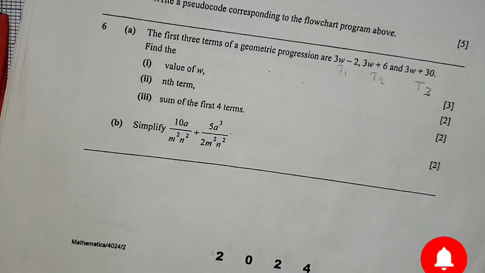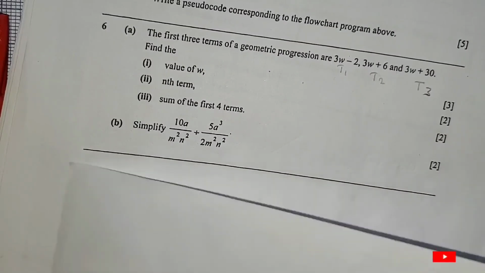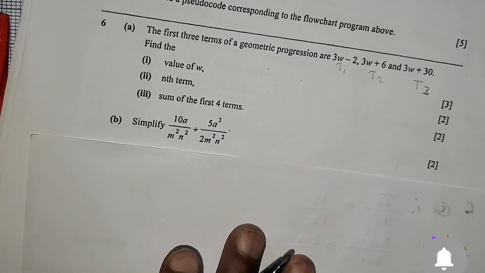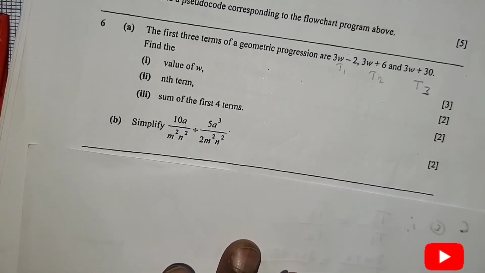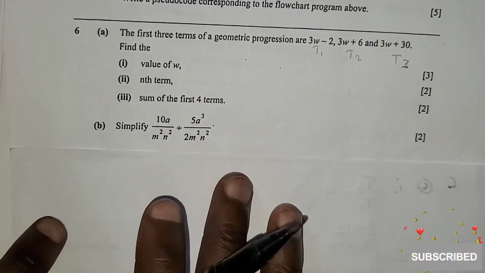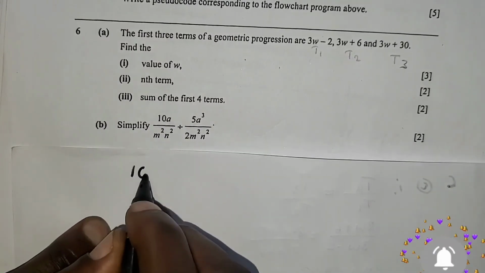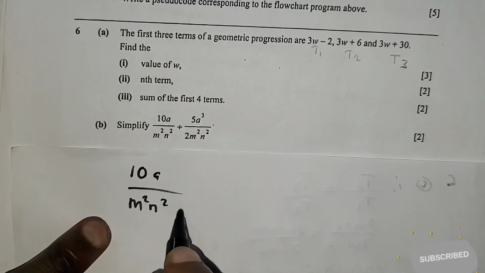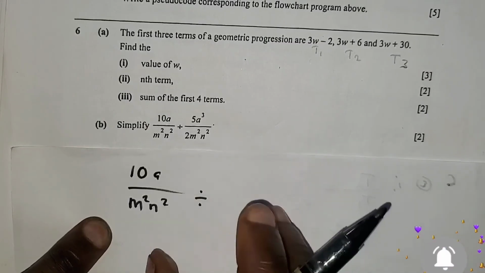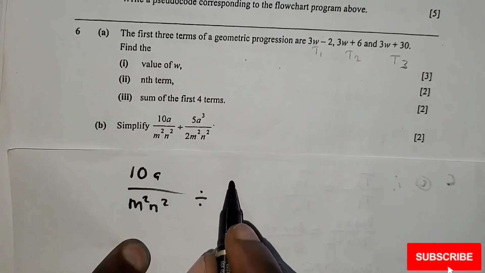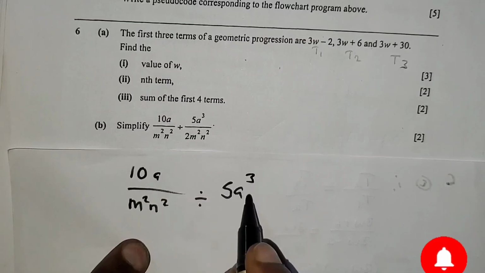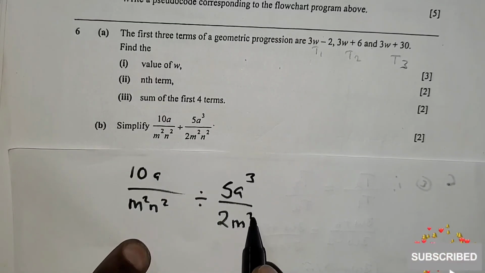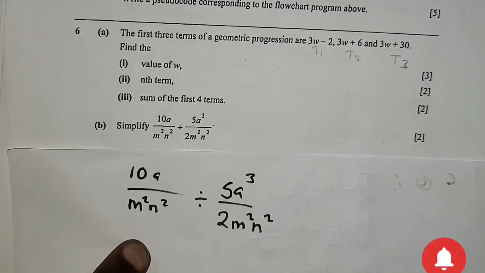Quickly, let's solve question 6B. Let's copy down question 6B. This is under algebra. Question 6B is 10a over m squared n squared, divided by 5a to the power 3 over 2 m squared n squared.